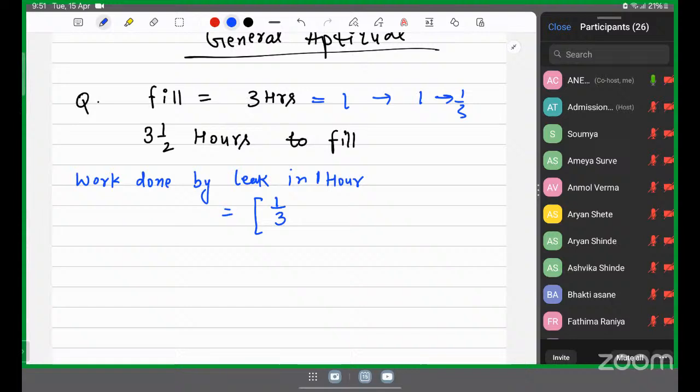Yes. And from this 1/3, 3.5 hours are taken to fill the tank if leakage is working. So if there is a leakage, some of the work will be done by it. 3.5 will be 7 by 2 hours, right? So how much work will be done by the leakage in 1 hour?